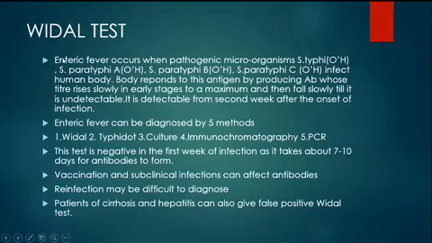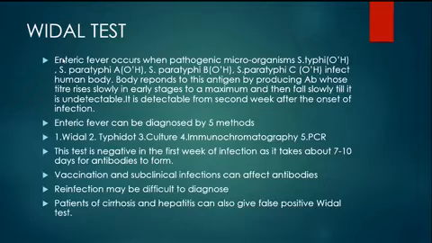Enteric fever occurs when pathogenic microorganisms Salmonella typhi, Salmonella paratyphi, and their various forms infect the human body. The body responds to this antigen by producing antibodies whose titer rises slowly in the early stages to a maximum and then falls slowly till it is undetectable. Normally the antibodies are detectable from the second week onwards.